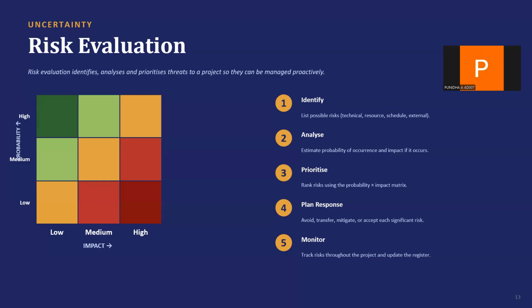And alongside the cost benefit analysis, we have risk evaluation, a five-step process. Identify possible risks: technical, resource, schedule, or external. Analyze: estimate the probability and impact of each one. Prioritize: rank them using a probability times impact matrix. Plan a response: avoid, transfer, mitigate, or accept each significant risk. And finally, track risks throughout the project and keep updating your risk register.